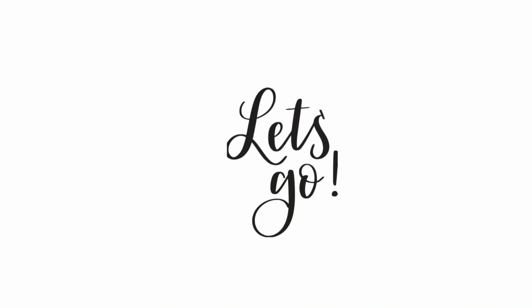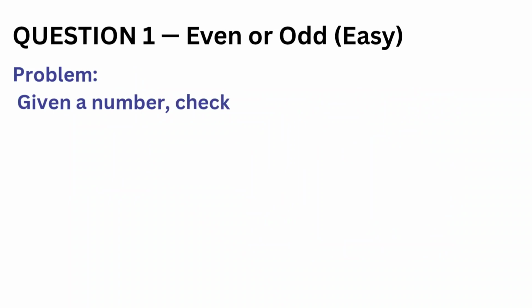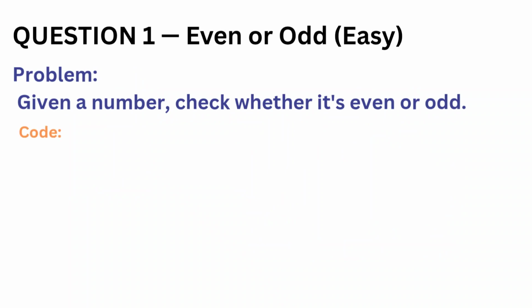Let's start. Our first question is: given a number, check whether it's even or odd. For solving this problem, we have to use the modulo operator. If a number leaves zero remainder when divided by 2, it will be even, otherwise it will be odd. So here n = int(input("Enter a number")), as the number should be of integer data type.